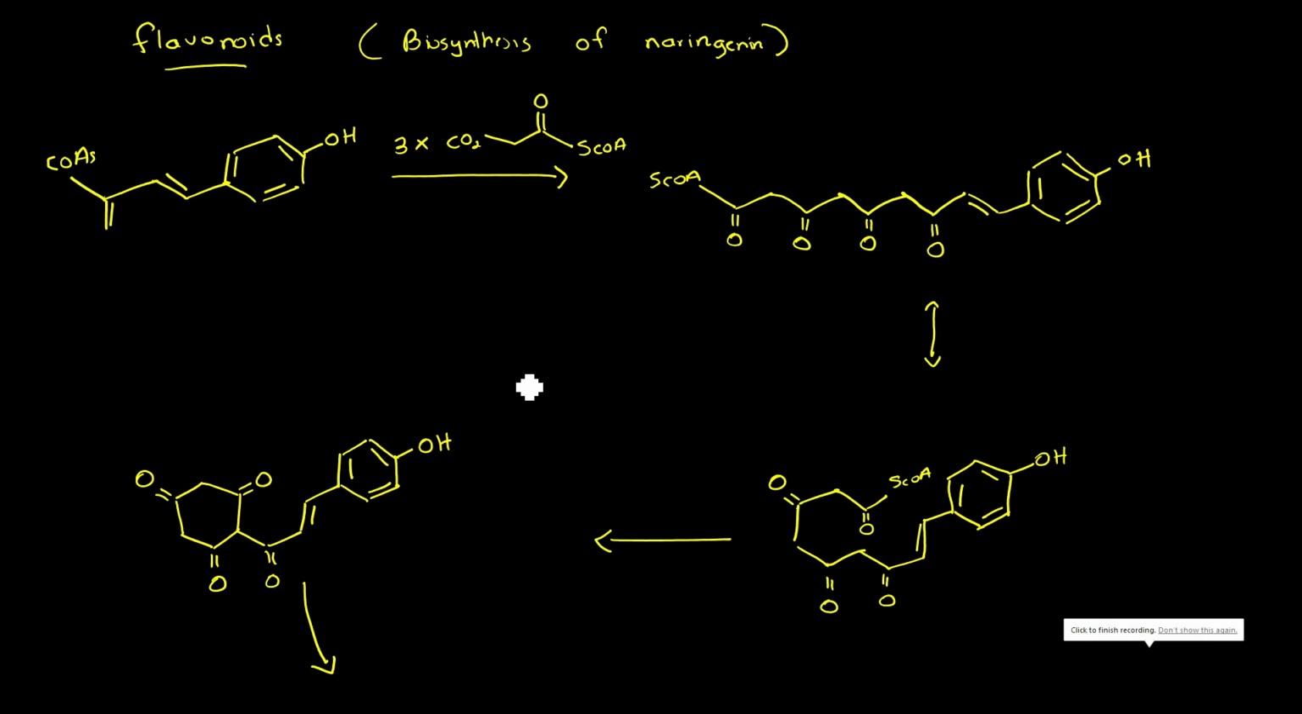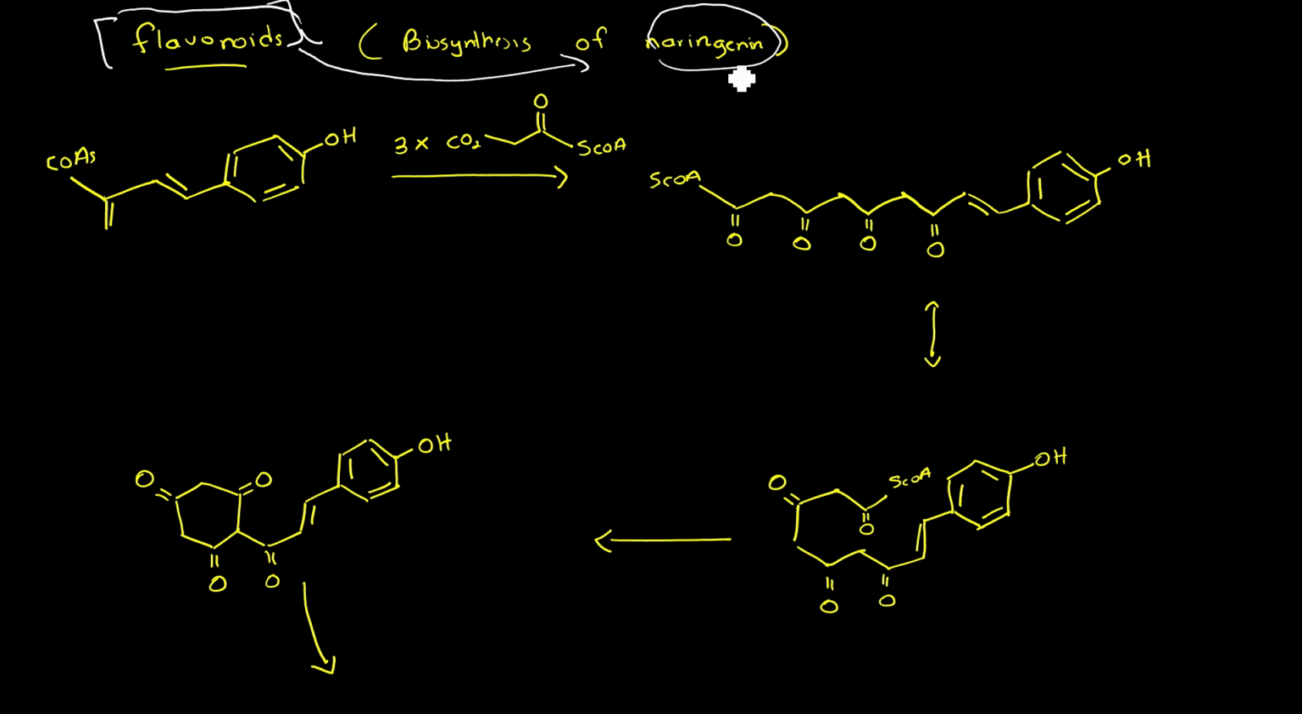So in this video we are going to talk about the biosynthesis of naringenin. This molecule is one type of flavonoid. If you have heard about these flavonoids, they are very useful in many cases. There are medical uses, industry uses, there are a lot of things. So one type of this flavonoid is this naringenin molecule, and we are going to talk about the biosynthesis pathway of this particular molecule.